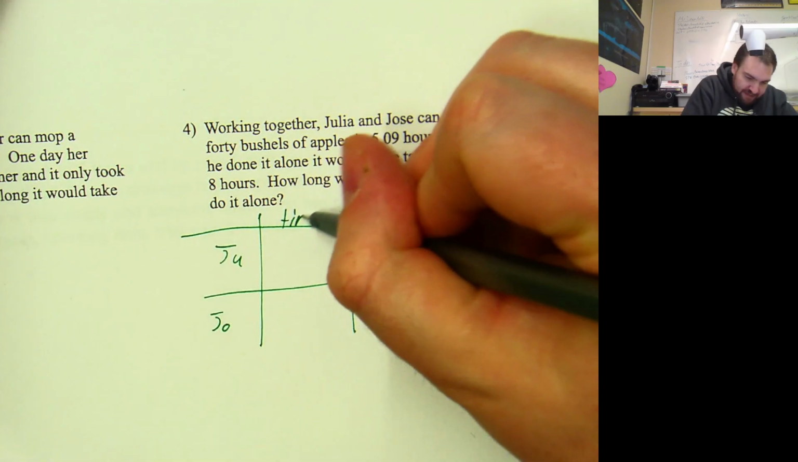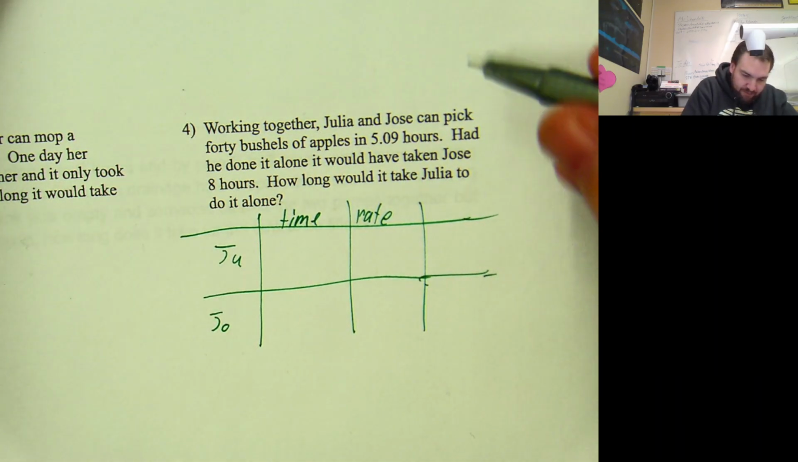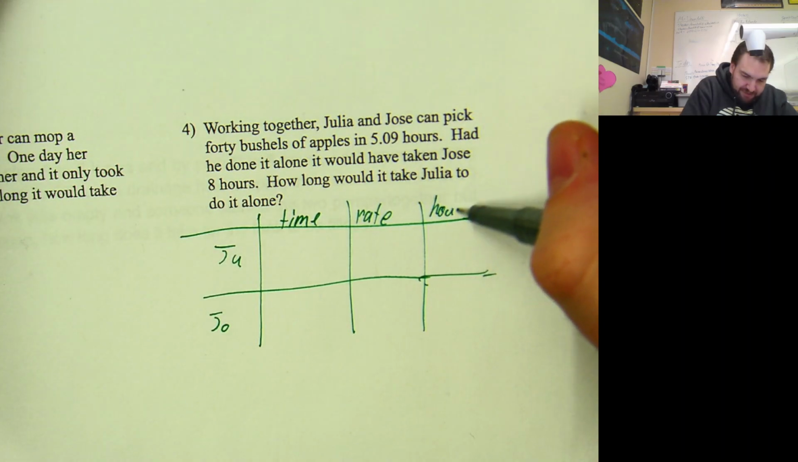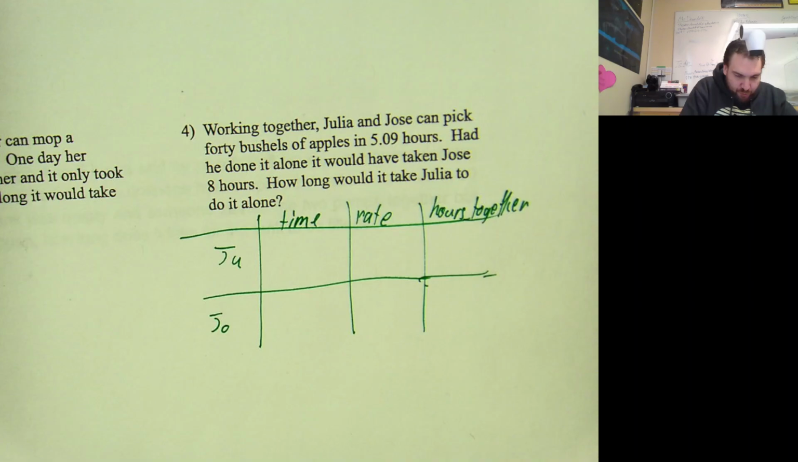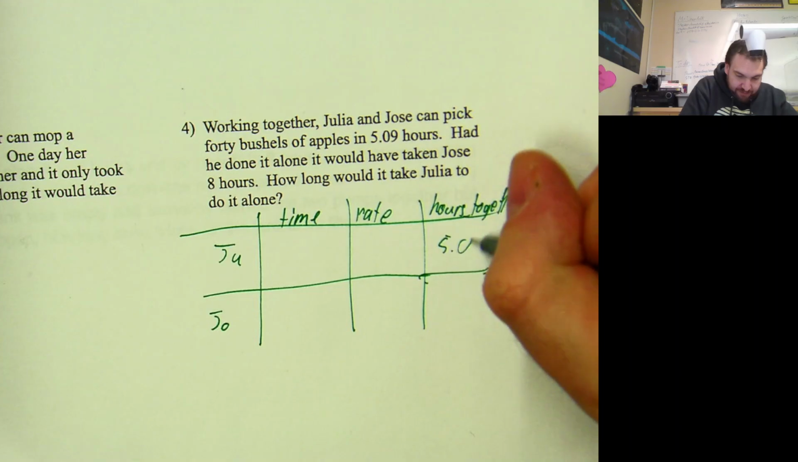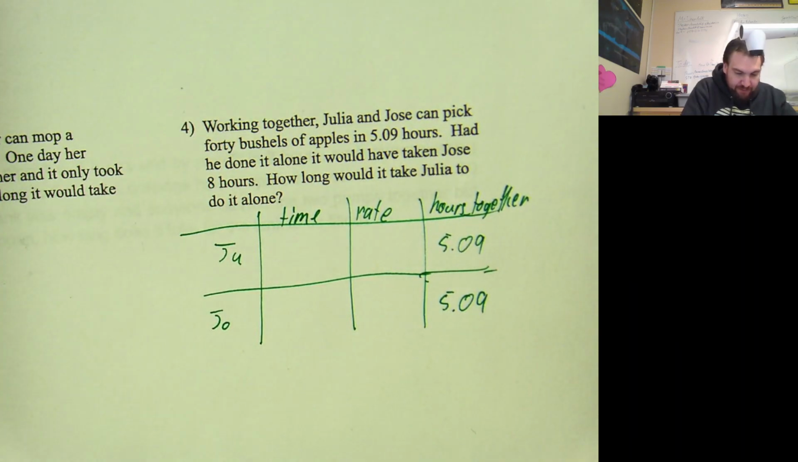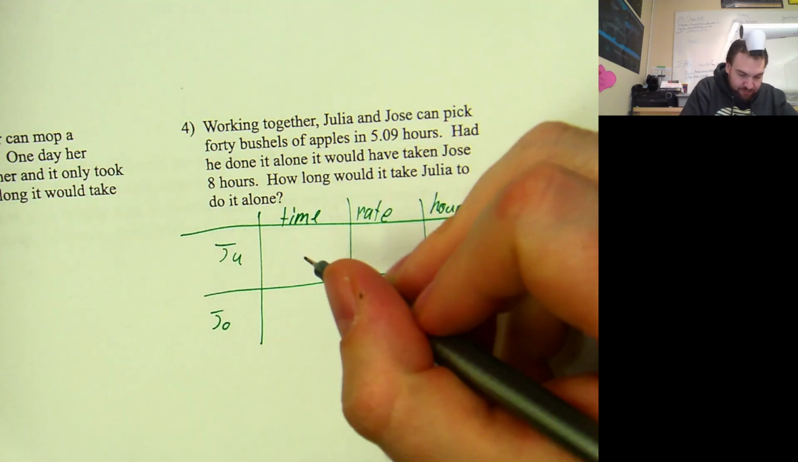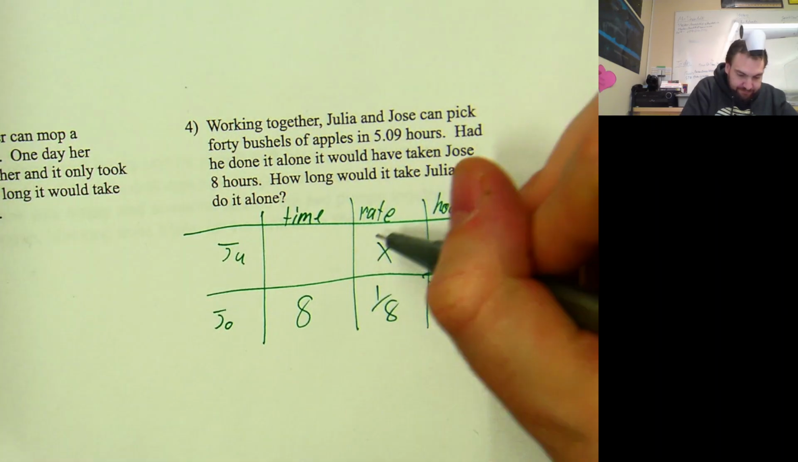You're going to have a time. We're going to have a rate. We're going to have hours together. So we're told that together they can pick 40 bushels of apples in 5.09 hours. Had he done it alone, it would have taken Jose 8 hours to do. So there's his rate, and we want Julia's rate.